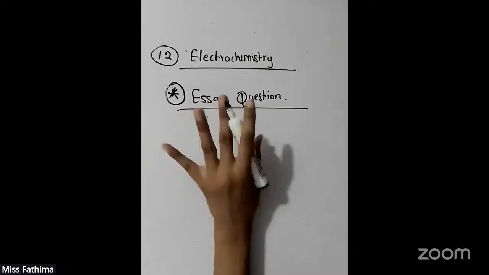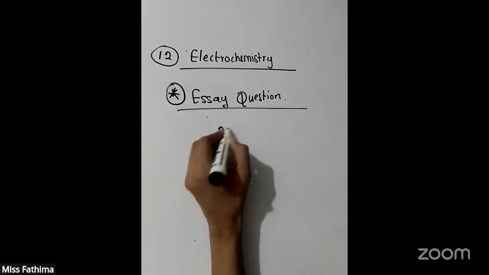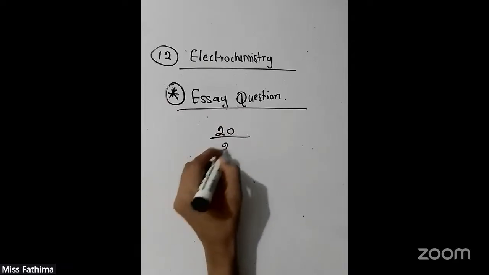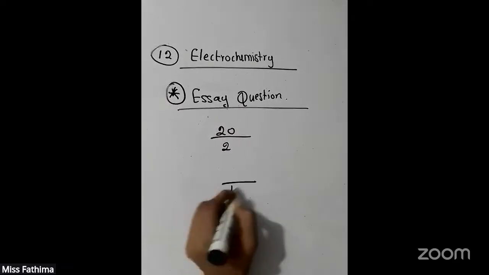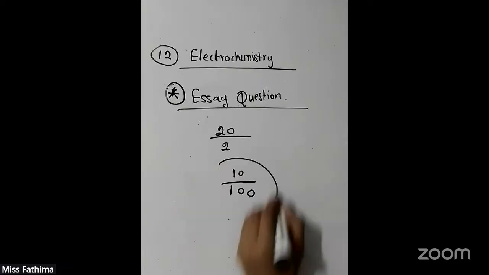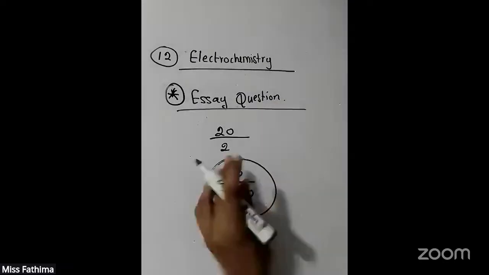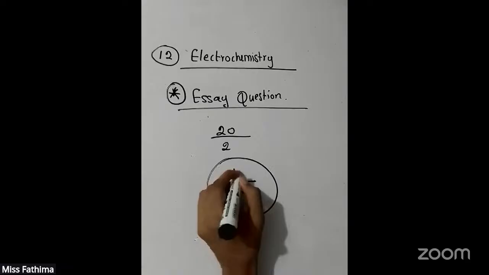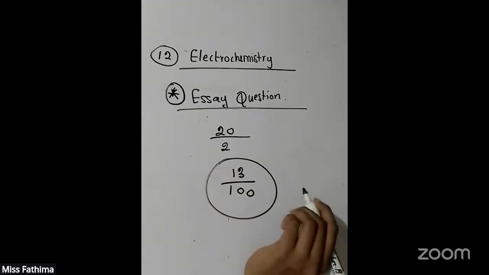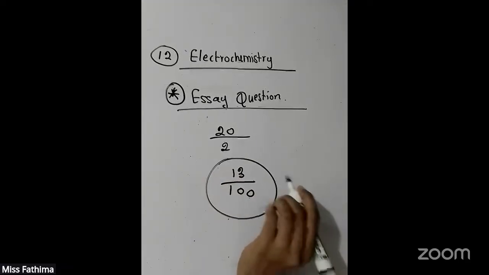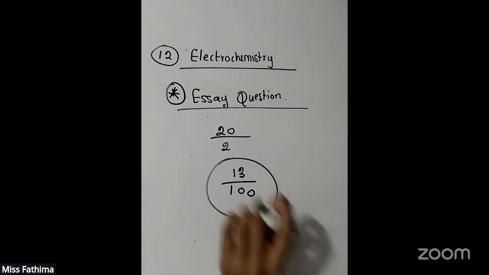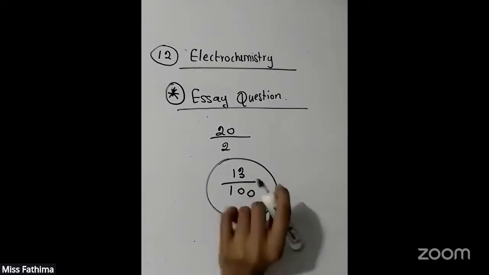Each essay question is 20 marks. When this gets divided, out of your 100 marks, this contributes 10 marks of the paper from the essay questions only. If you add the MCQ marks, you can score about 12 to 13 marks from this lesson alone. So understand the importance of this lesson.